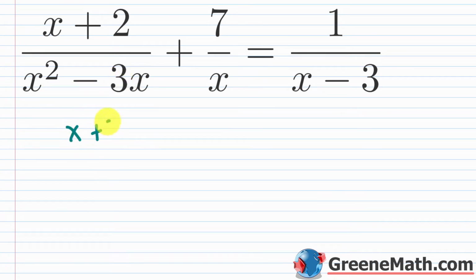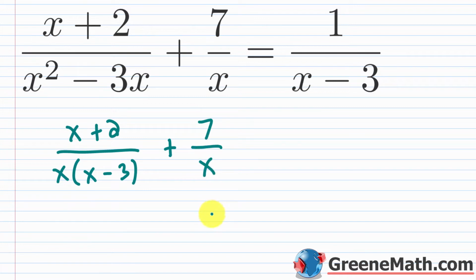So I'll say this is x plus 2 over x times the quantity x minus 3. Then plus I'll have 7 over x. Can't do anything with that denominator. Then this equals 1 over x minus 3. Can't do anything with that denominator.